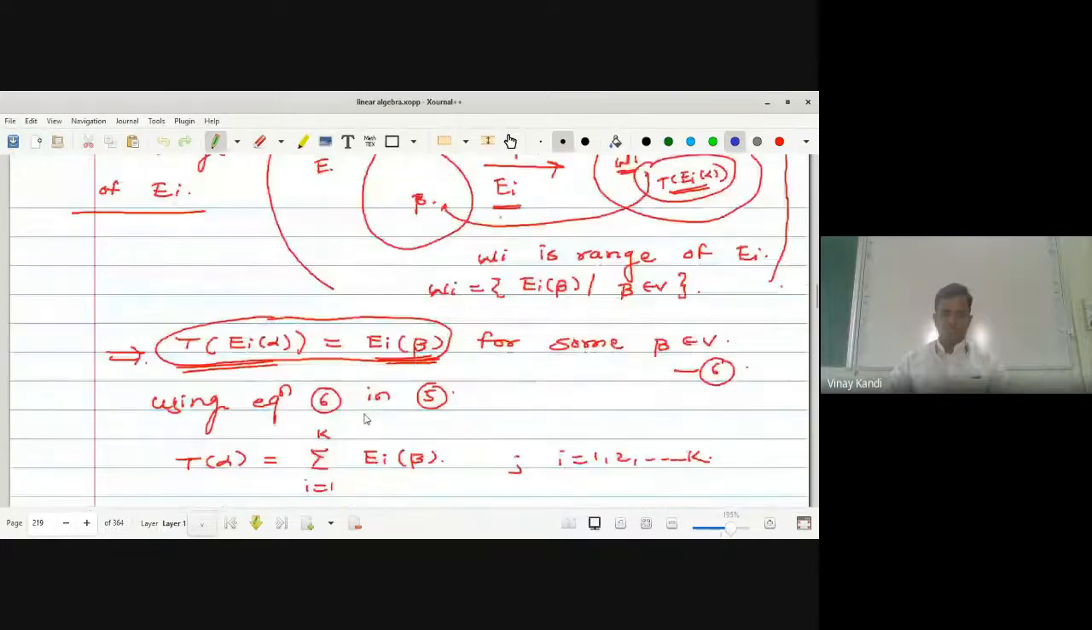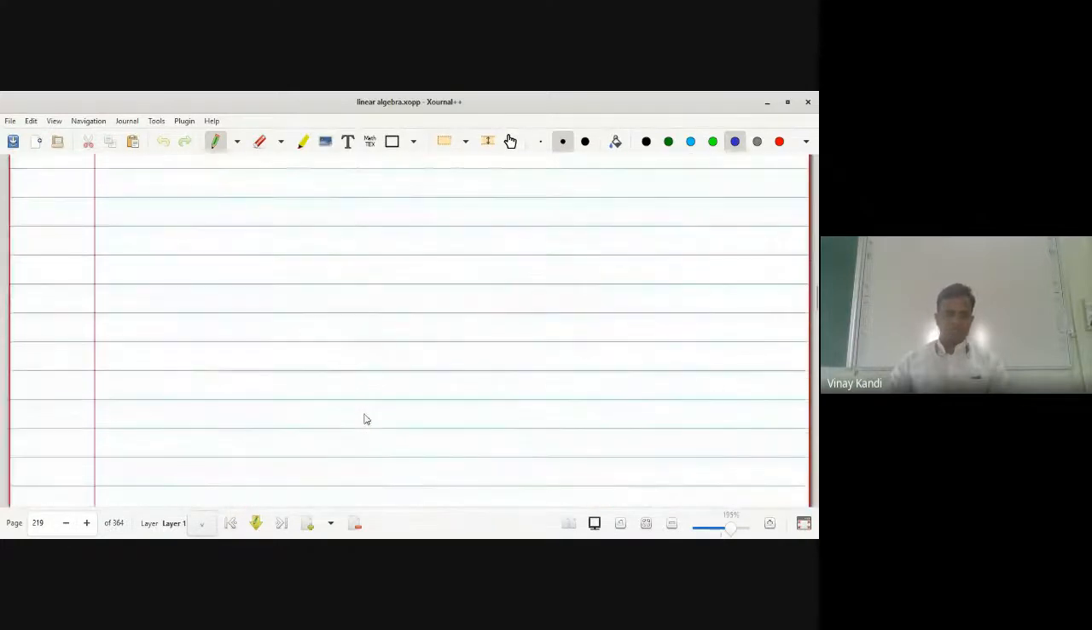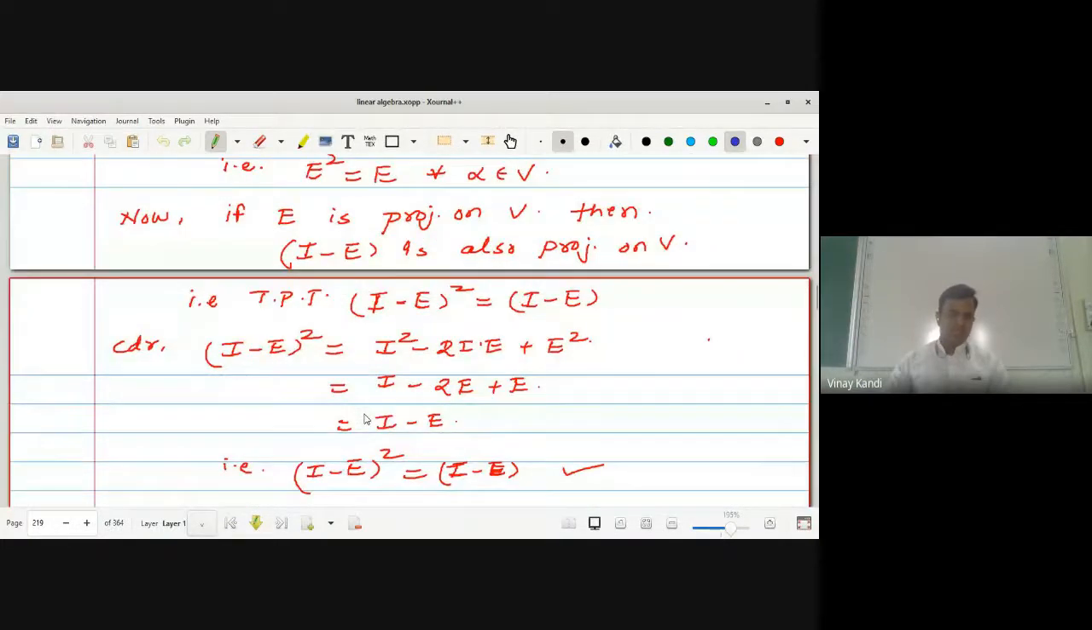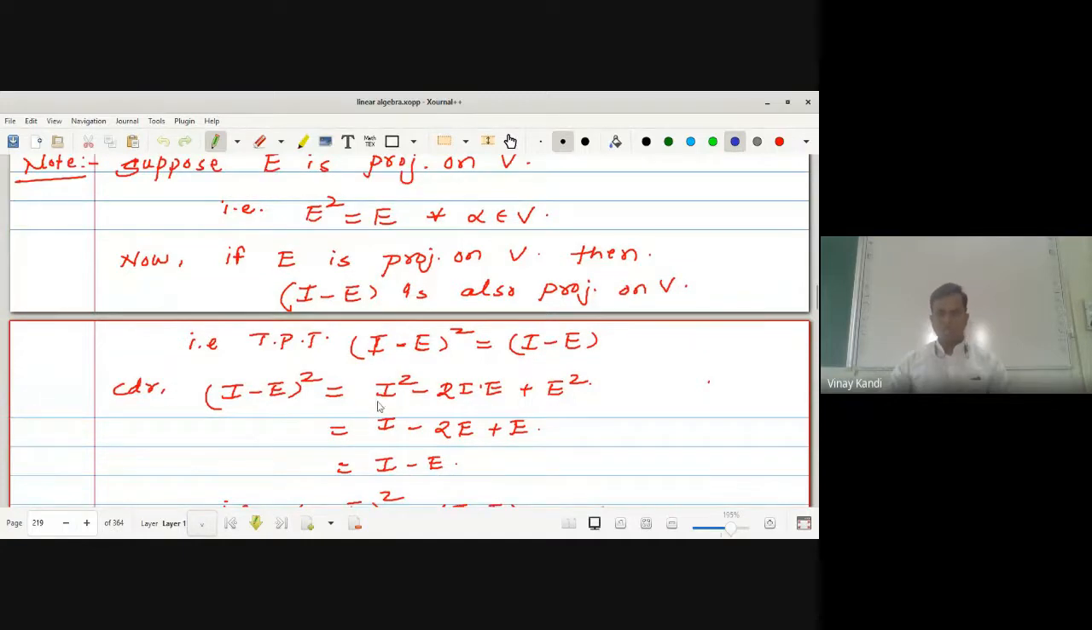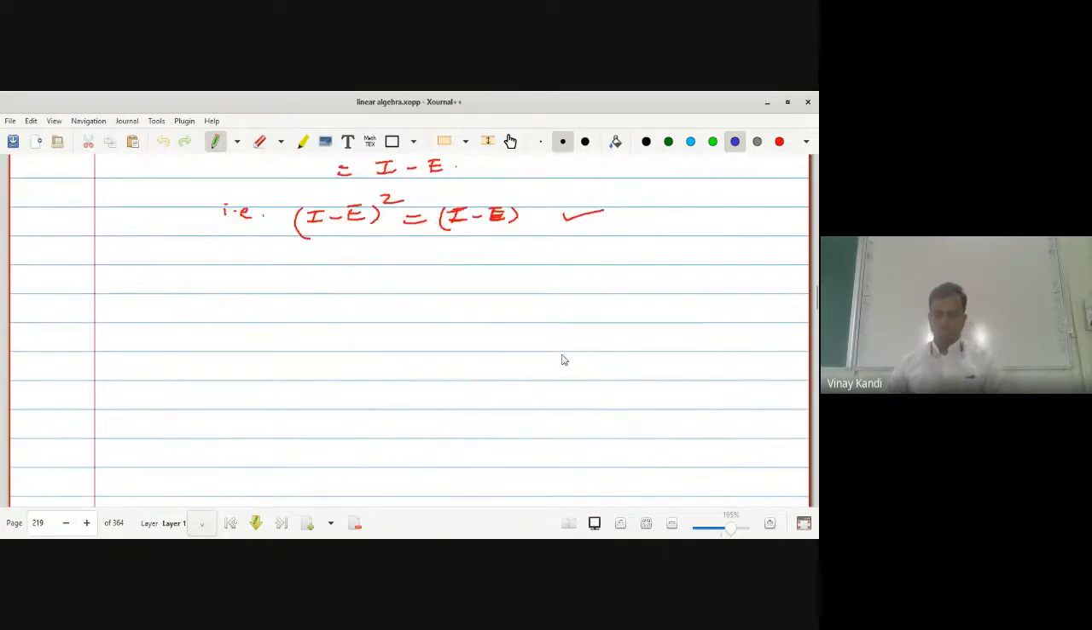So today we will see the next theorem. Also we saw that if E is a projection on V, then I minus E, this linear operator, is again a projection on V. That is, (I minus E) whole squared is equal to I minus E. Now the next theorem.